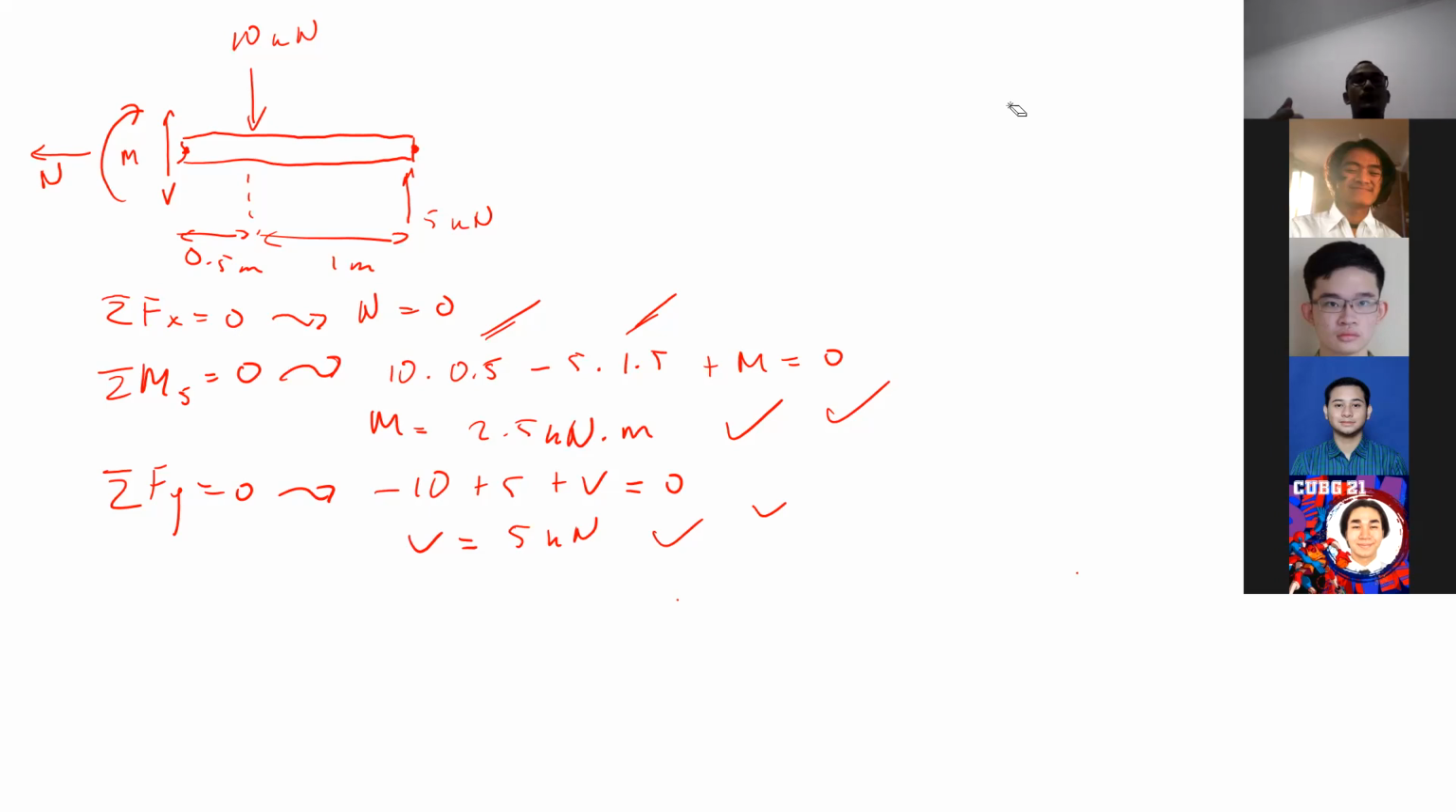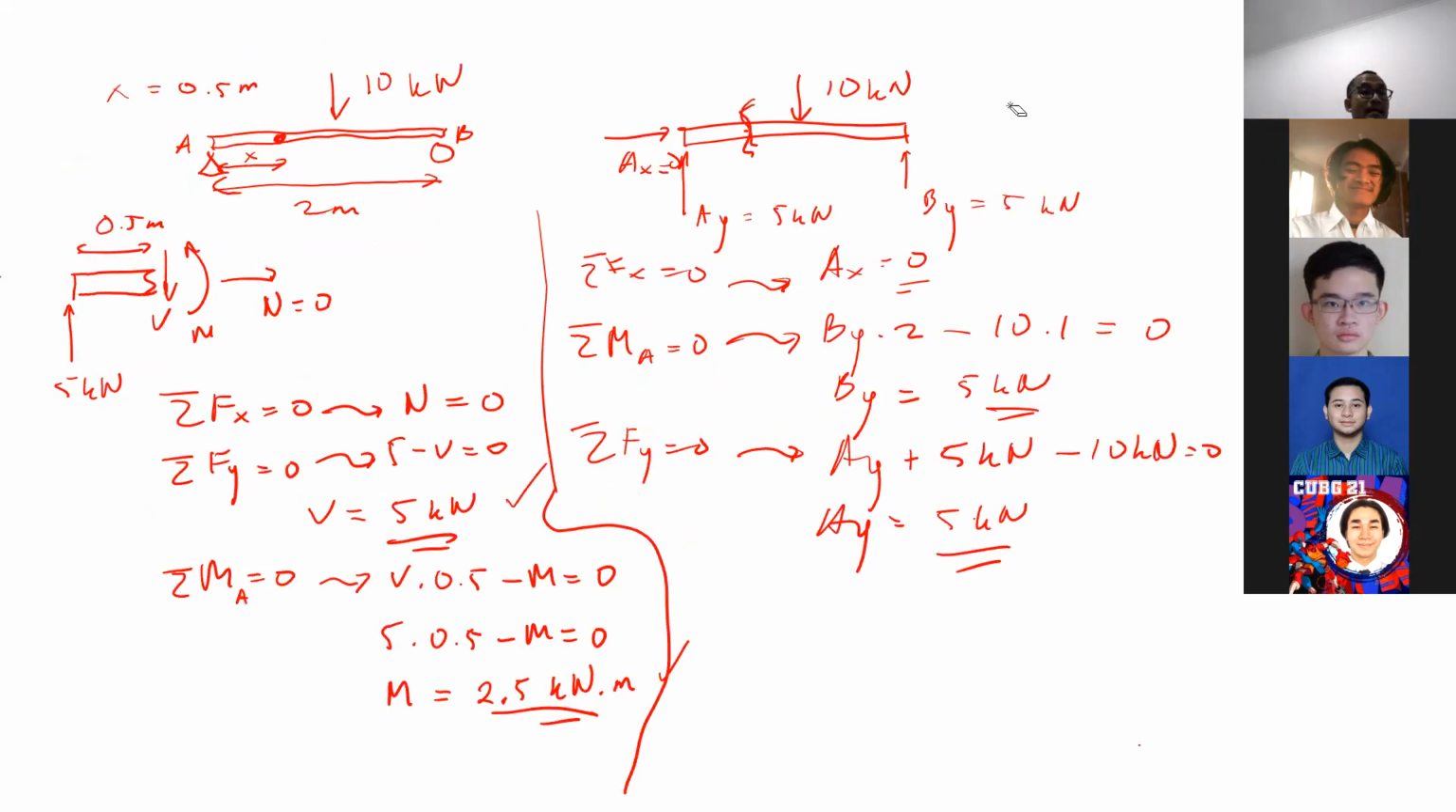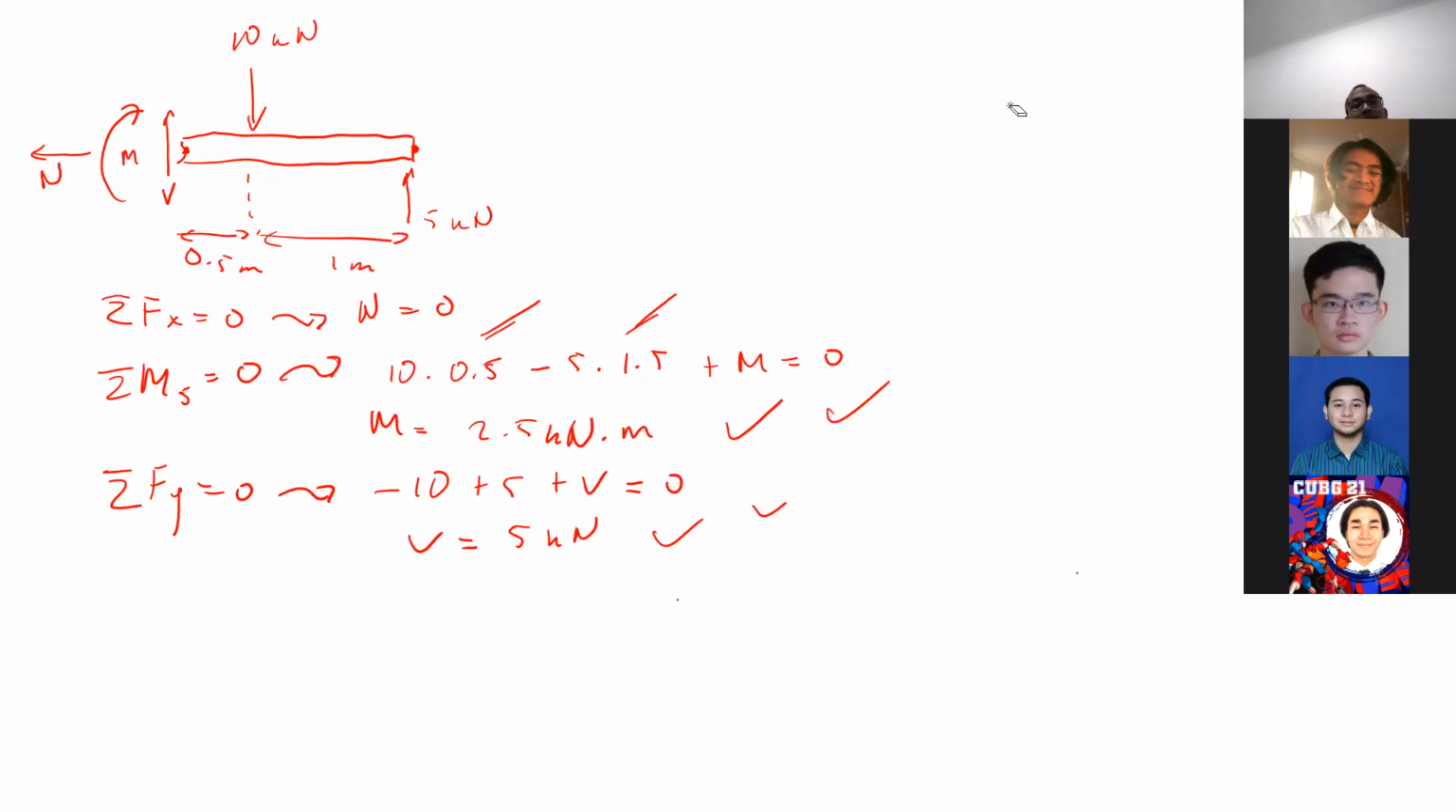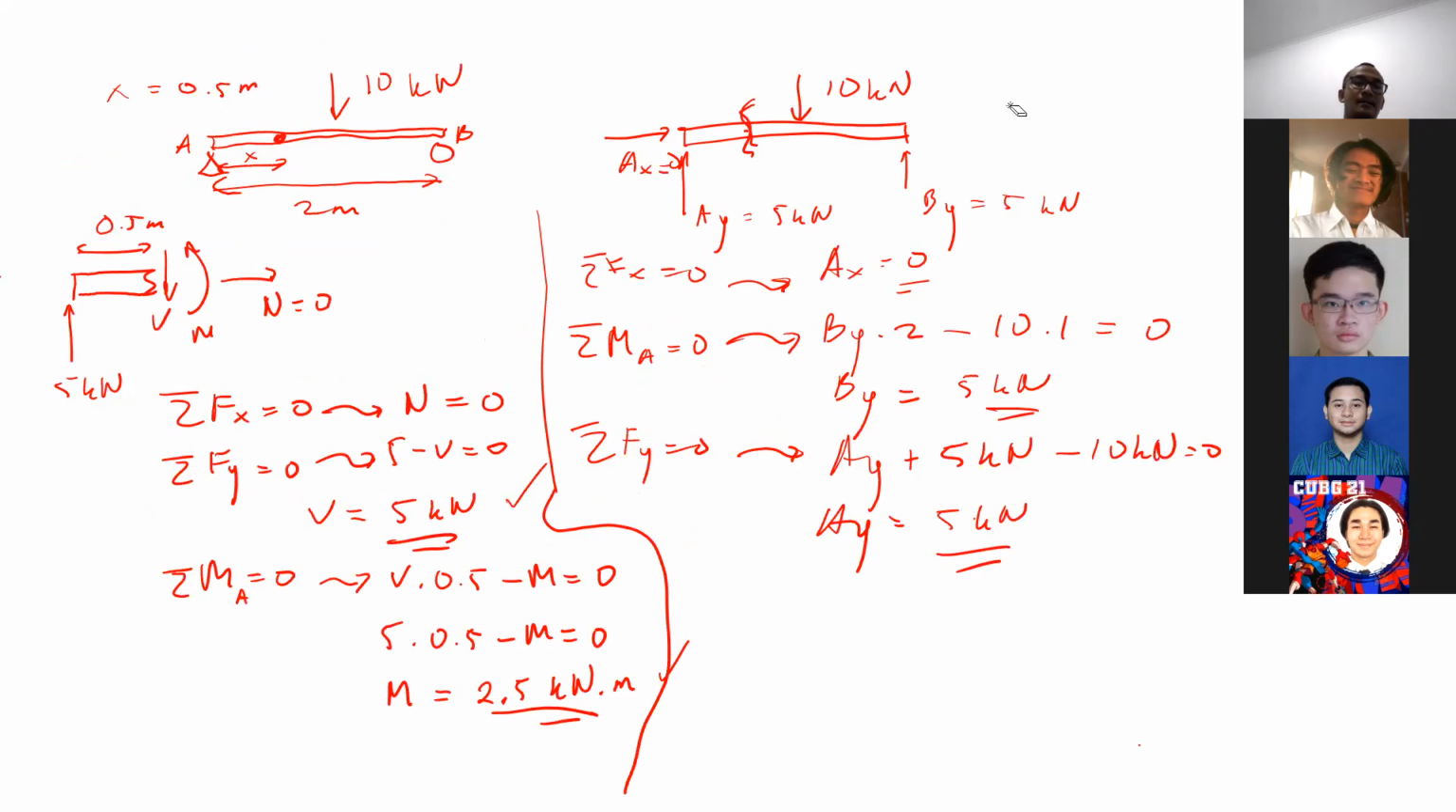Di sini normal force-nya 0, momennya 2,5 kN positif, gesernya adalah 5 kN, dan bisa dilihat di situ arahnya kebalikan, tapi sama-sama positif. Gaya gesernya arahnya ke atas untuk diagram benda bebas yang ini, dan untuk diagram benda bebas yang ini gaya gesernya arahnya ke bawah, tapi sama-sama positif, karena itu adalah arah positifnya. Oke, kalau nanti disatukan, dia akan saling menghilangkan satu sama lain. Ingat ya, prinsip aksi reaksi.